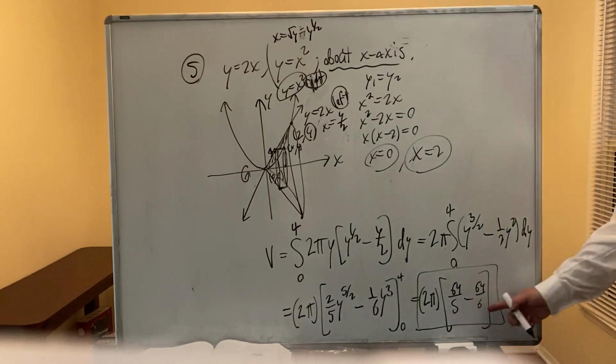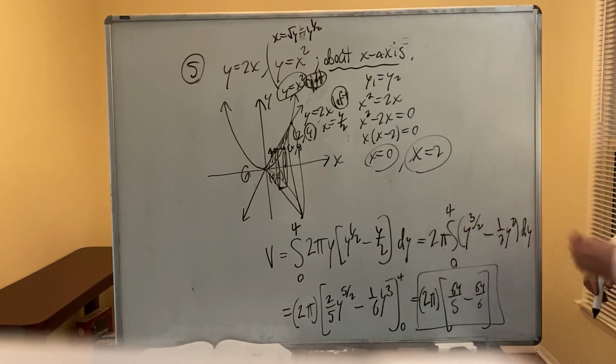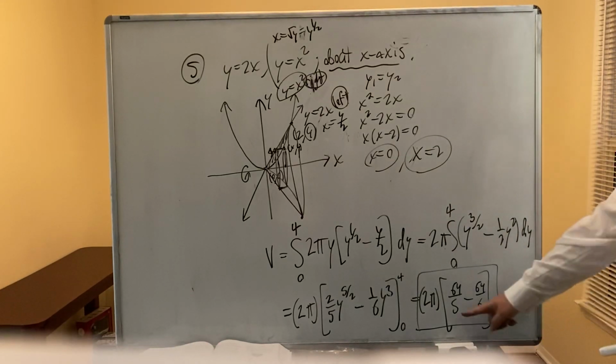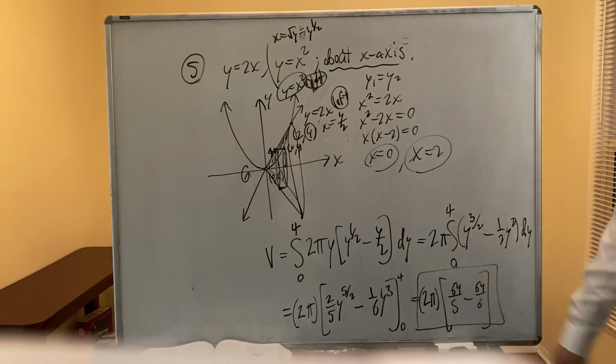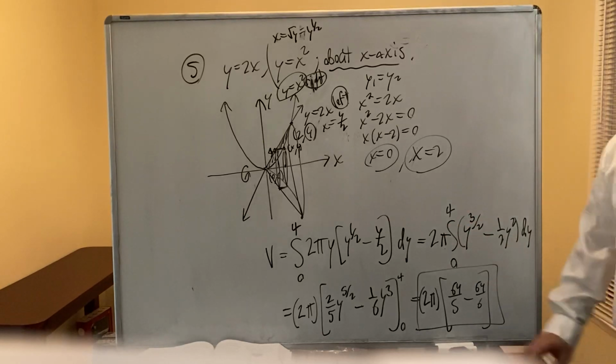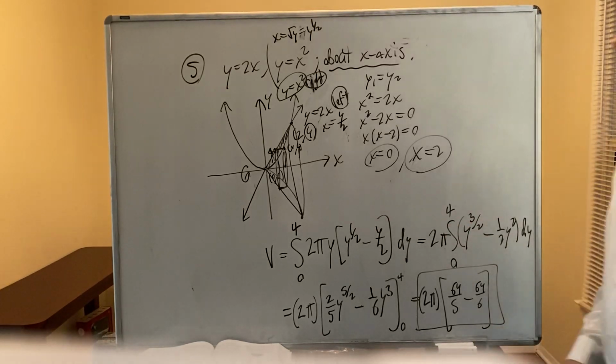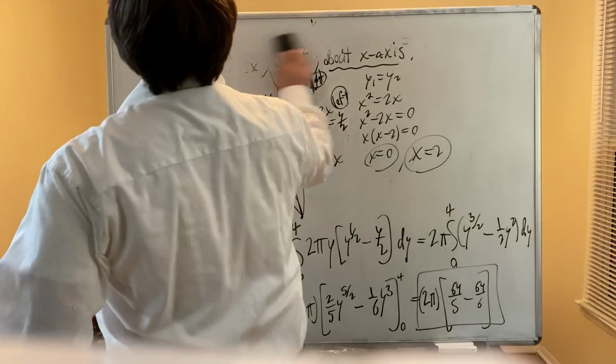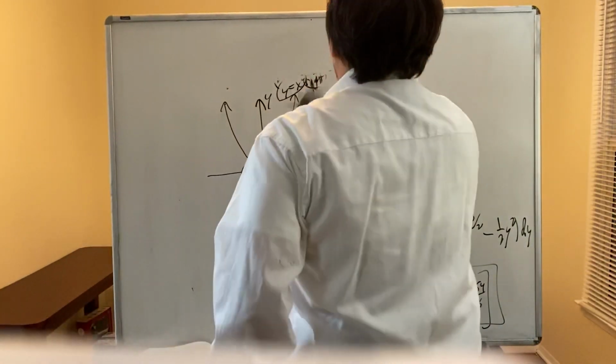64 over 5 is a little bit larger than 64 over 6, so this is positive. We're good. A small denominator means a bigger fraction with the same numerator. Okay, so that's number 5. We use cylindrical shells for this one. So this is practice for the cylindrical shells section.